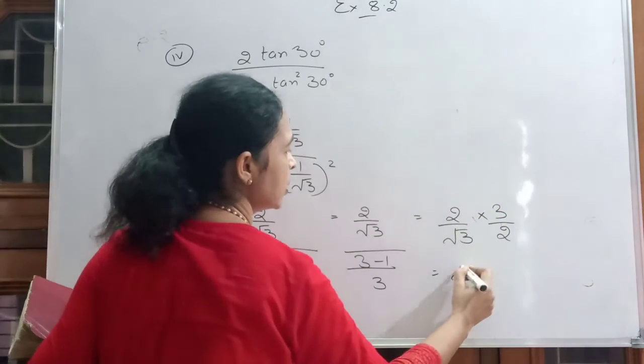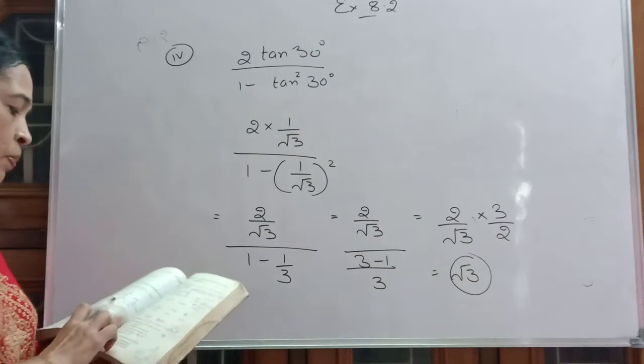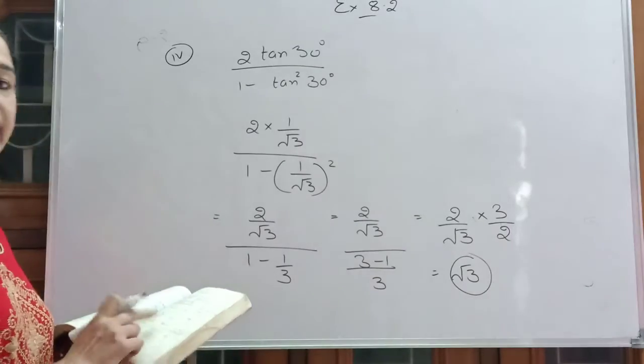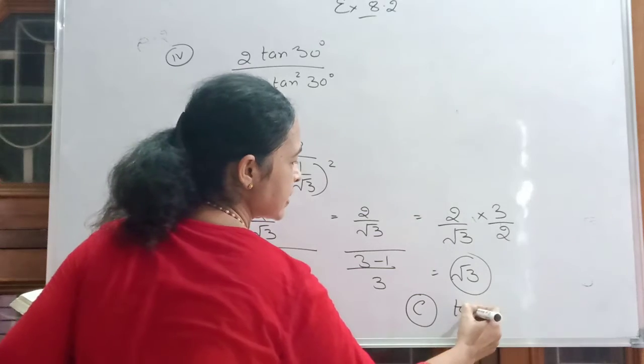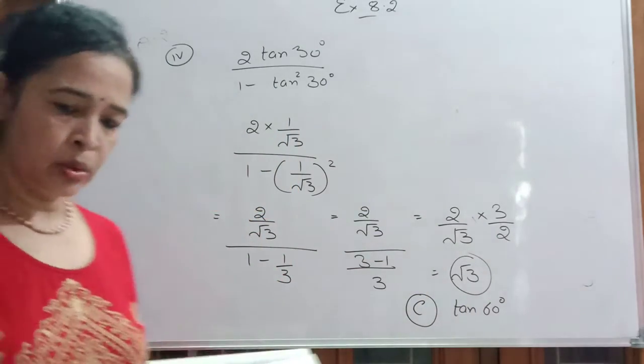What will you get? Root 3. What is the value of root 3? Check from option. Sin 60 is not root 3. Cos 60 is not root 3. But tan 60 is root 3. Therefore, option C, tan 60 degree is the answer. Got it? Note it down. Let's do question number 3.